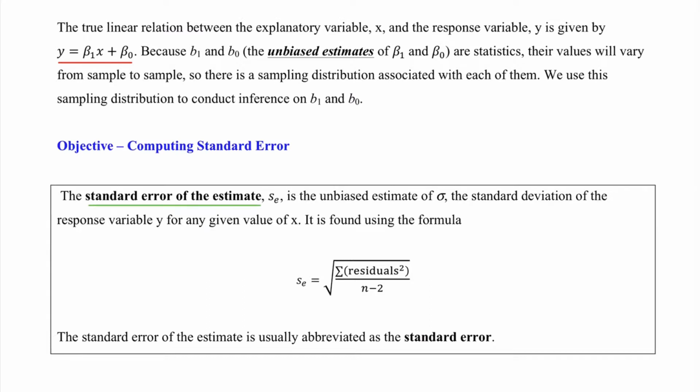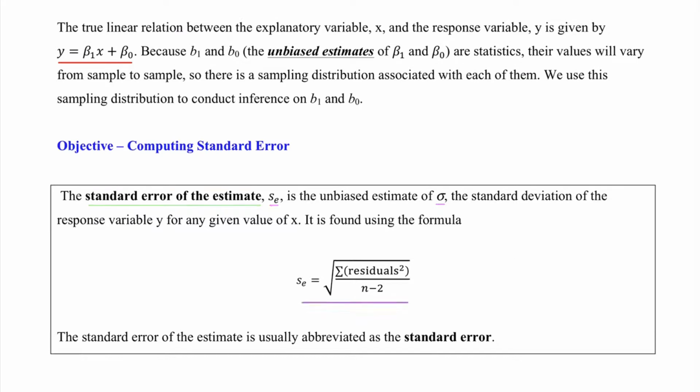Now the standard error of the estimate, s sub e, is the unbiased estimate of sigma. So we have an estimate of the slope in b sub 1, we have an estimate of the y-intercept in b naught, and now we have an estimate of sigma in s sub e. And sigma would be the standard deviation of the response variable y for any given value of x. Notice that x and y are still connected here.